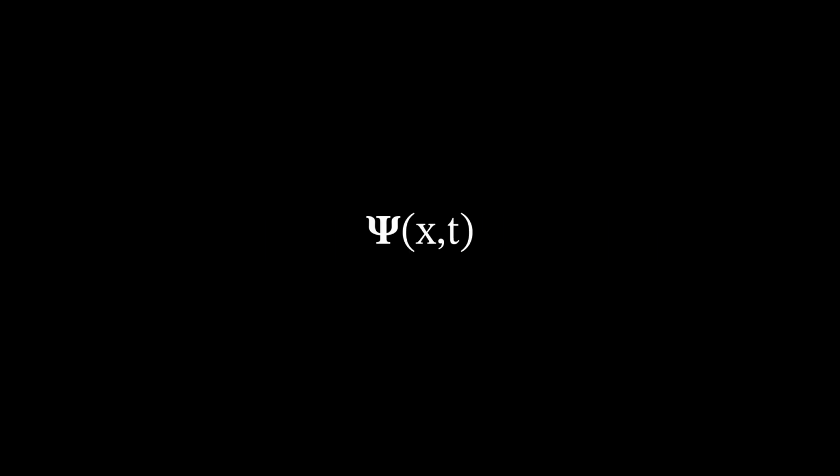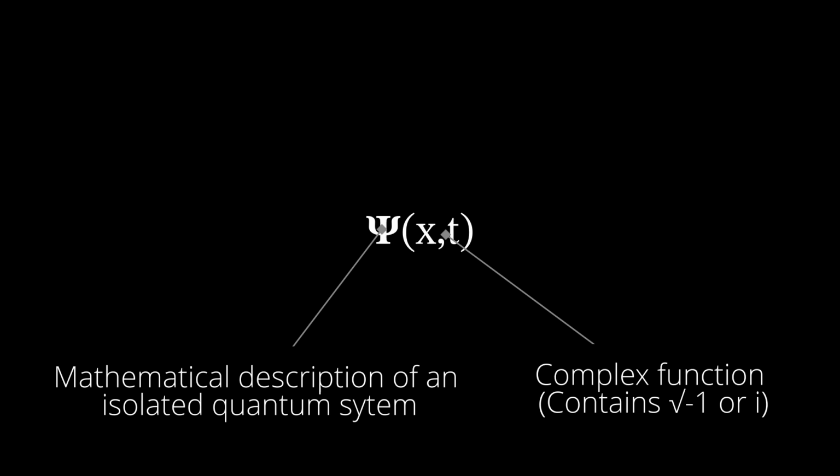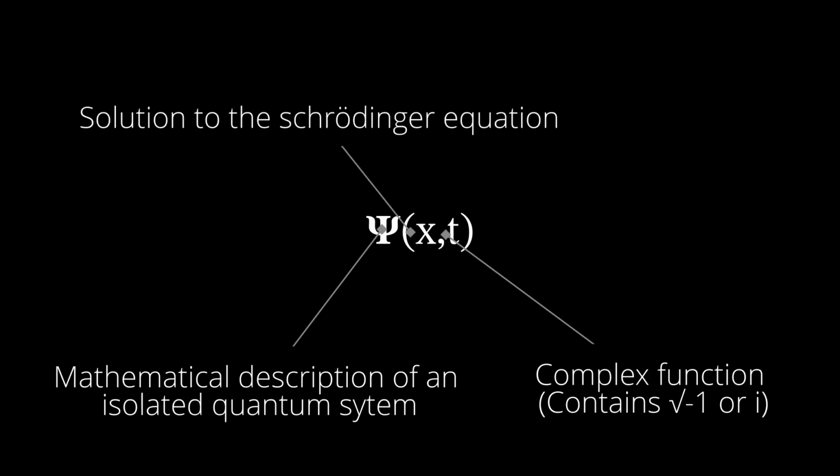The wave function, represented by the Greek letter psi, is a function in both space and in time. It's also a complex function, meaning it contains the imaginary number i, or root over -1. And it's also a mathematical description of an isolated quantum system, by definition. And all wave functions must compulsorily be solutions to the Schrödinger equation.